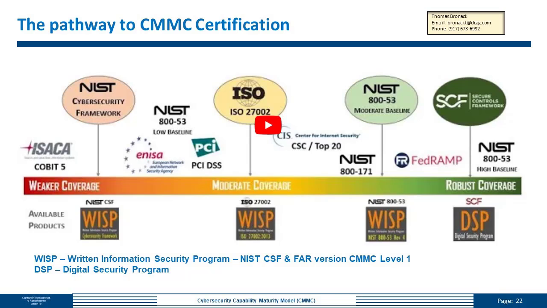Some of the organizations and guidelines that are included in the CMMC process include ISACA and COBIT 5. NIST Framework Special Publications, specifically 800-171 and 800-53. European Network and Information Security Agency guidelines and procedures. Center for Internet Security and the CSC Top 20. FedRAMP. And finally, Secure Controls Framework. All of these guidelines will be required to adhere to DFARS requirements and will be included in your journey to achieving CMMC Level 5 certification.